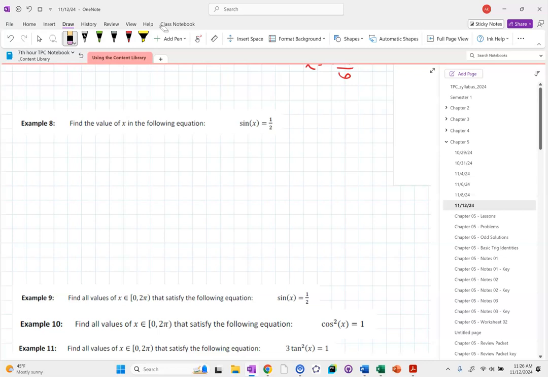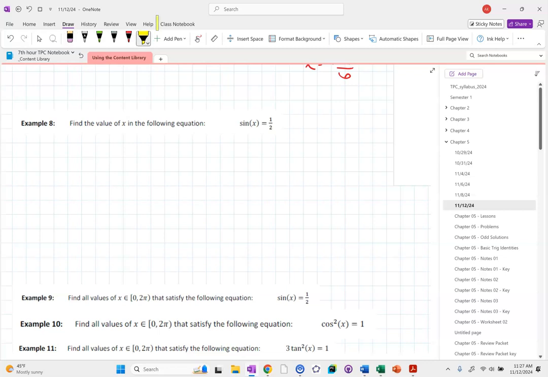Exactly. If we know pi over 6 is a solution to sine x equals 1/2, then any angle coterminal to pi over 6 would also be a solution. How many angles are coterminal to a given angle? Infinitely many. Now don't confuse this with all real numbers being a solution. There are infinitely many solutions, but not everything works. The things that work, there's just infinitely many of them. So far, so good?